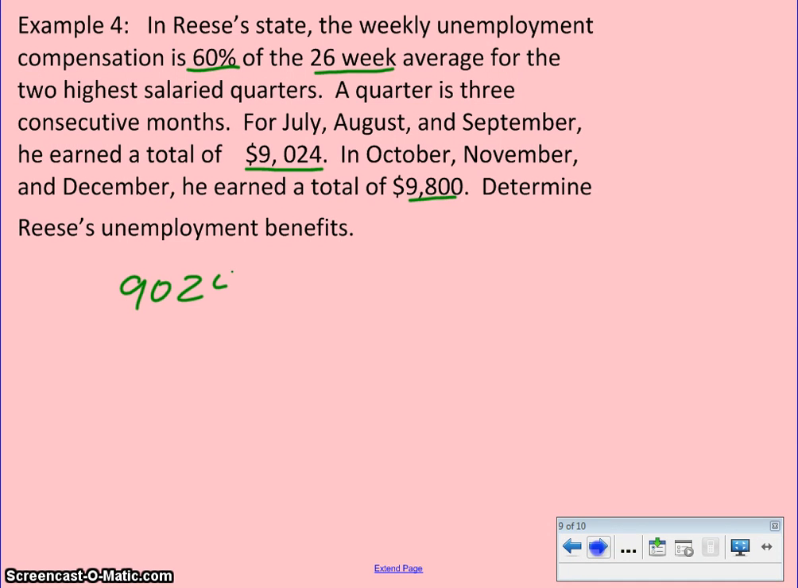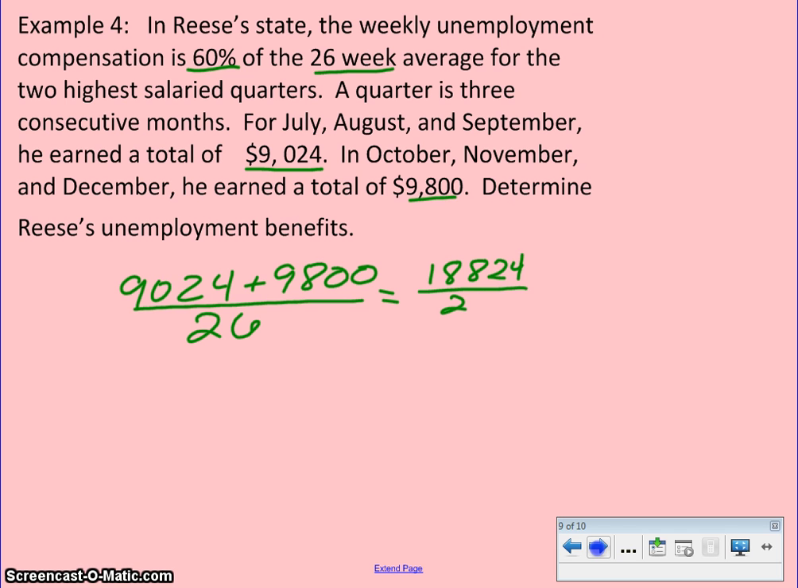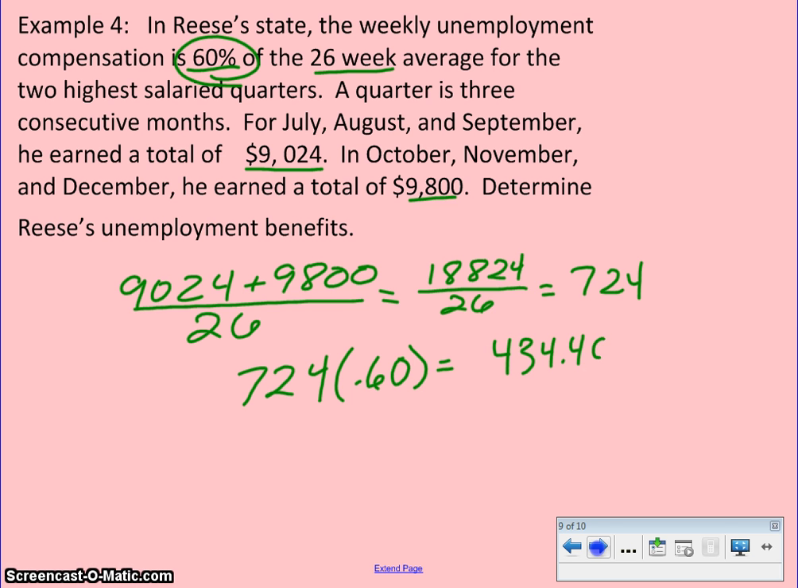So we're going to take the 9,024, add it to the 9,800, and then we're going to divide it by 26. That's a total of 18,824 when I add those together, divided by 26, which gives a week average of $724. Of that, Reese is going to earn 60% of that value, or 0.60 as a decimal. So the amount that he will get is $434.40 for each year.